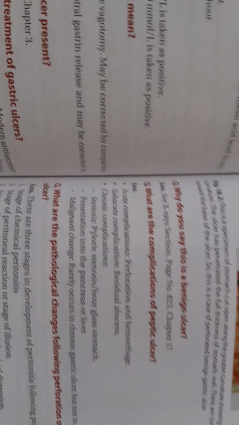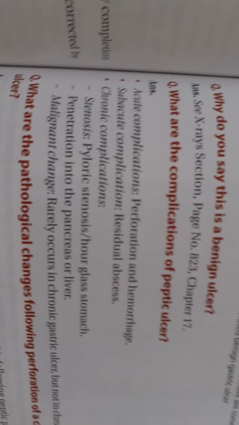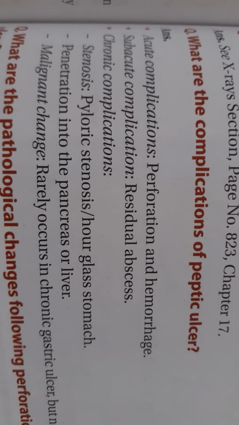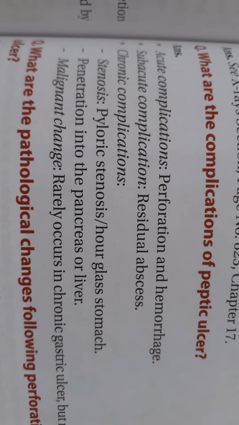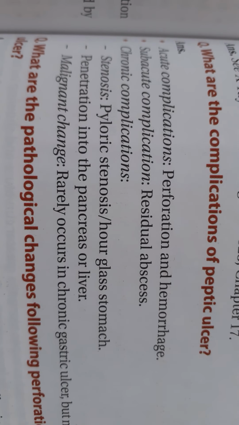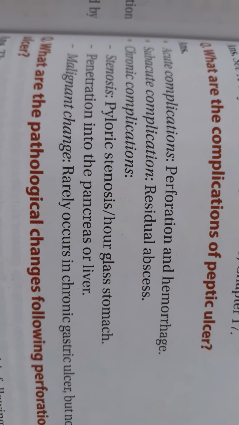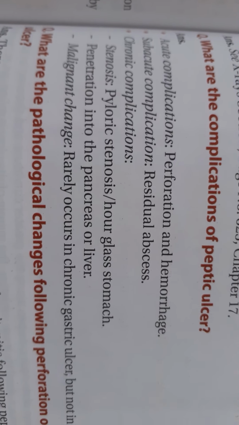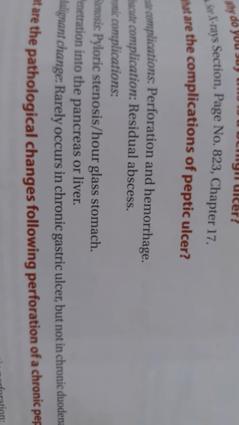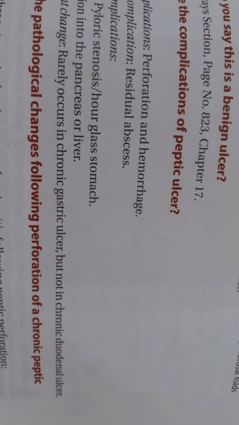What are the complications of peptic ulcer? Acute complications: perforation and hemorrhage. Subacute complication: residual abscess. Chronic complications: stenosis, pyloric stenosis, hourglass stomach, penetration into pancreas or liver. Malignant change rarely occurs in chronic gastric ulcer, but not in chronic duodenal ulcer.